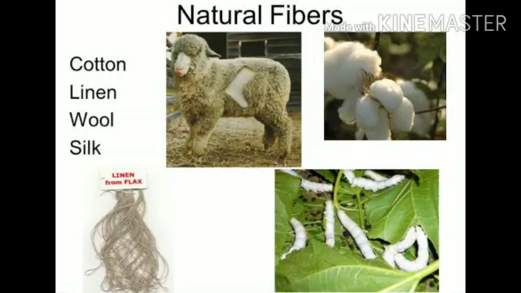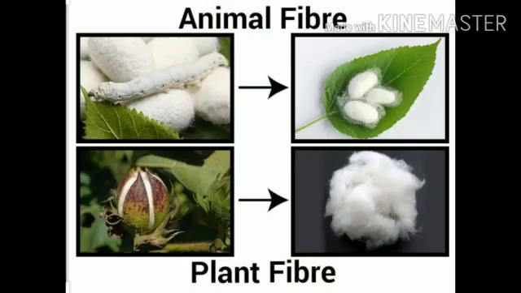For example, cotton, linen, jute, coir, etc. are obtained from the plants. Wool and silk are the fibers obtained from animals.